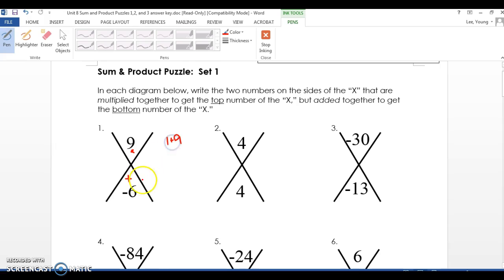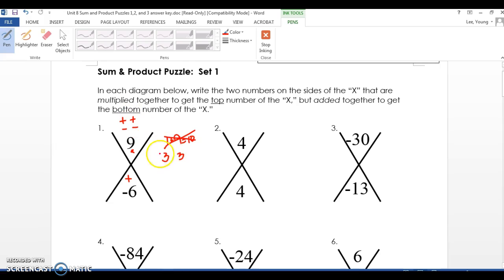Do they add up to -6? They add up to 10, so that's not it. What's another factor? 3 times 3 is 9, but is 3 plus 3 -6? What you notice is, since the product is positive, it's either positive times positive or negative times negative. You guys understand?